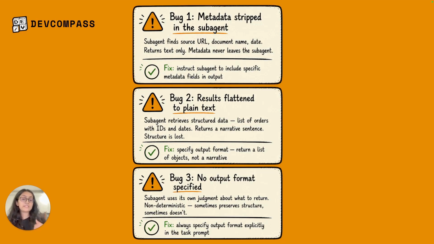What would be the fix? Specify the output format in the task prompt. Tell the subagent to return a list of objects, not a narrative.